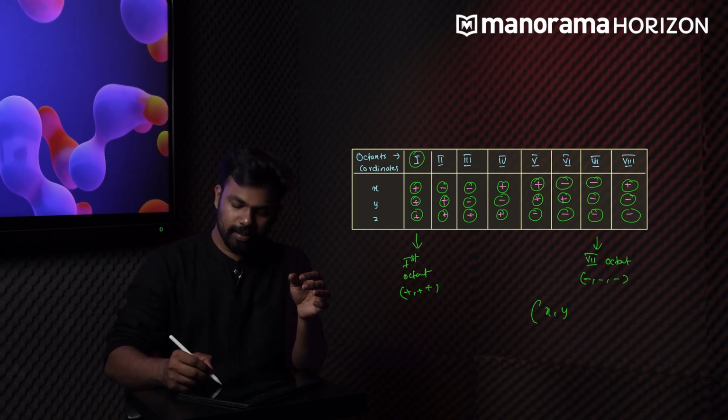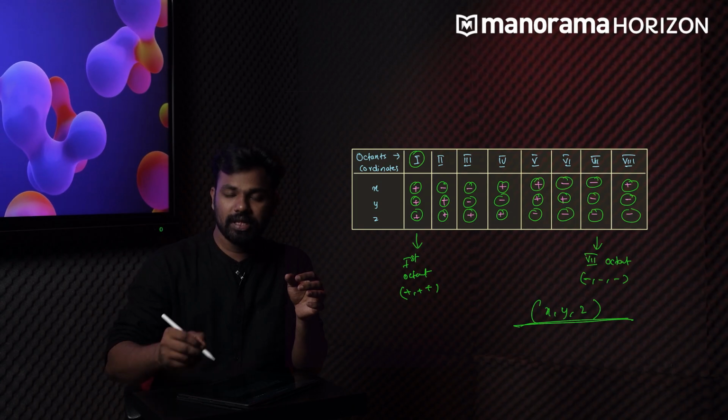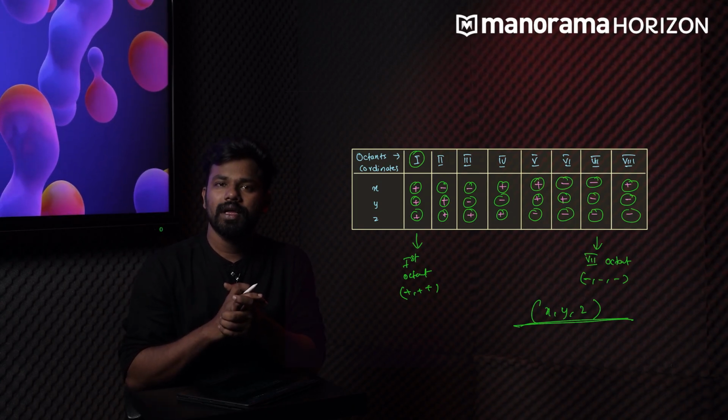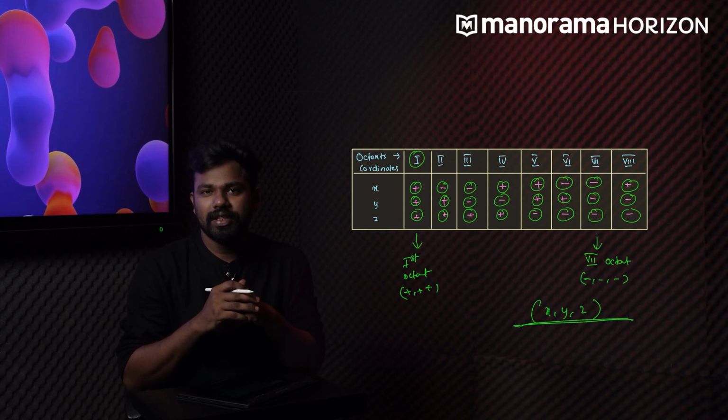So this is how we represent a point in space. A point in space can be represented by (x, y, z). Along with x and y, you will have a third coordinate z. Clear? So that is the introduction to 3D geometry.